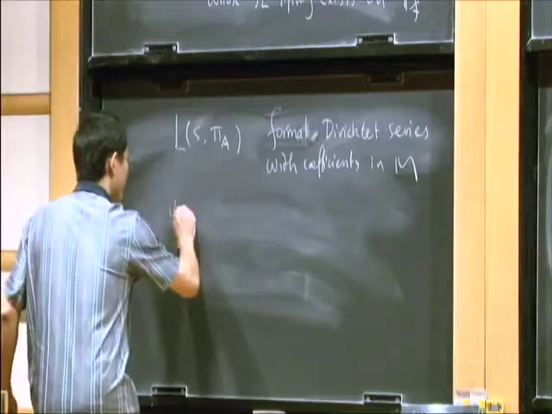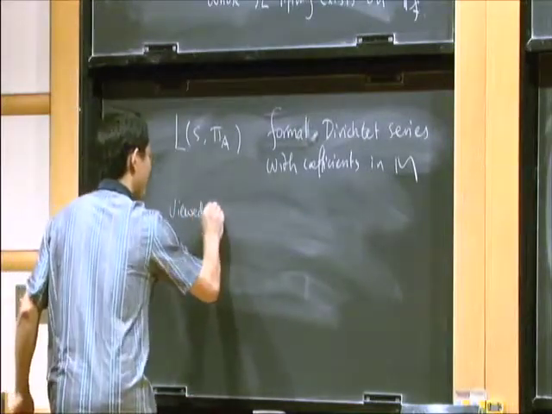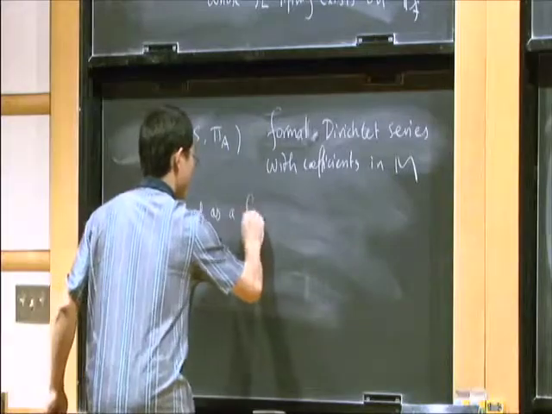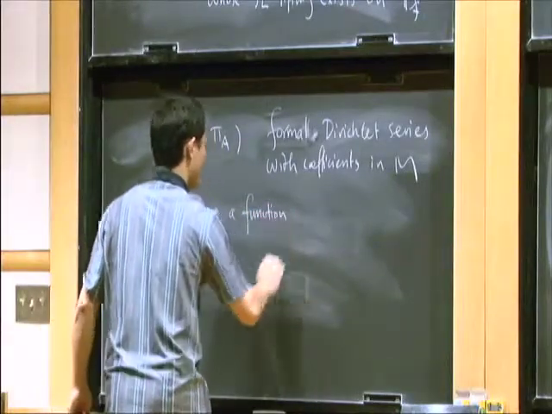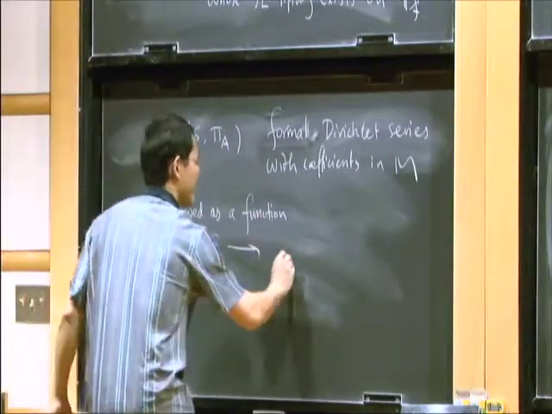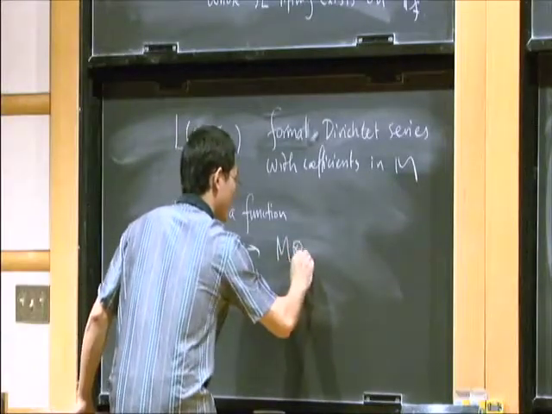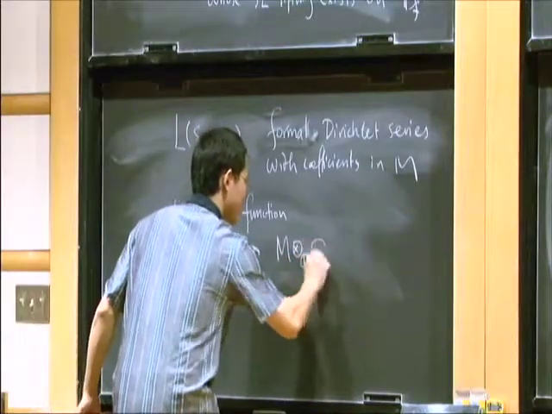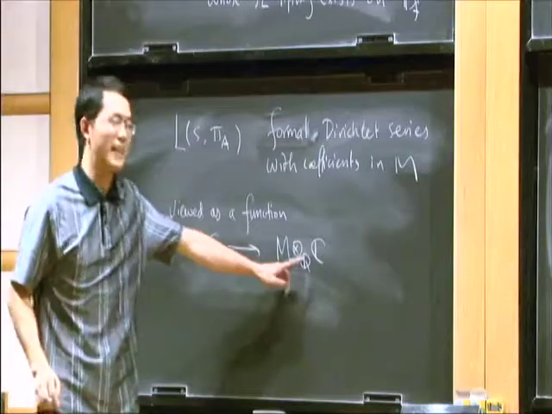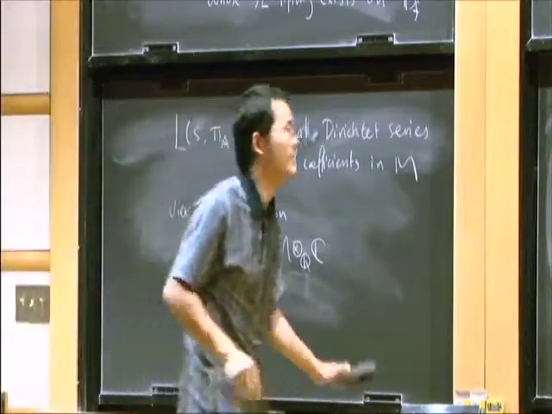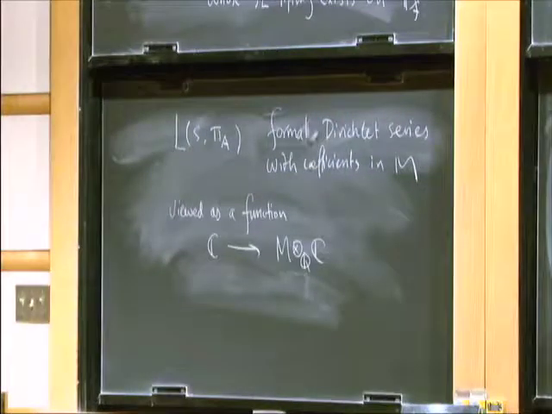So now we view it as a function from C to this M tensor with Q C. So for each embedding, we get one function. Vector valued.